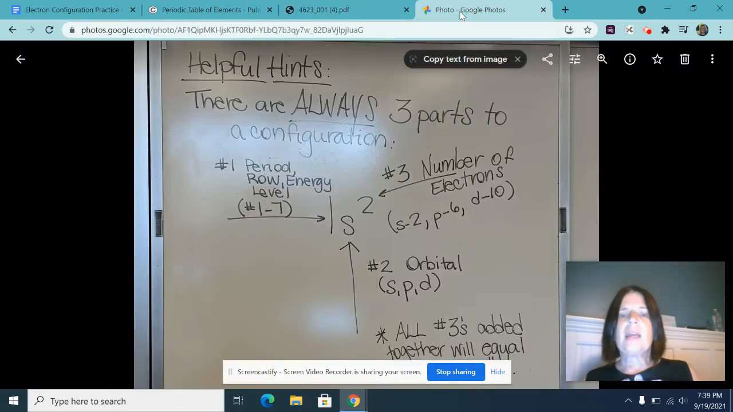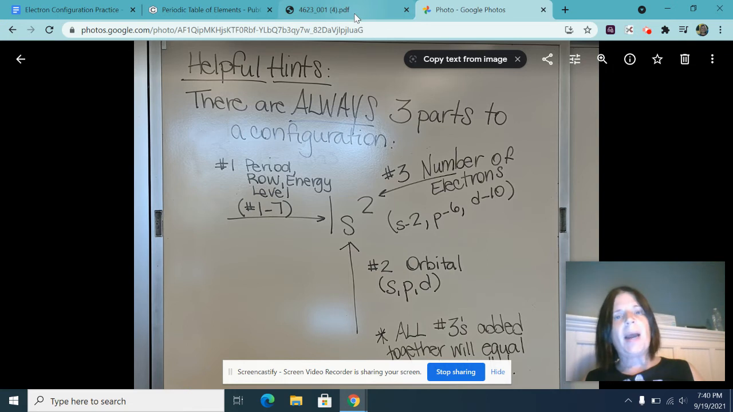All right. And then the last part is the number of electrons that we actually have. If we are in S, the number can be no larger than 2. If we are in P, the number can be no larger than 6 that we are putting up here, which kind of looks like an exponent, but it isn't. And if we are in D, that number can be no larger than 10. So where are those numbers coming from?